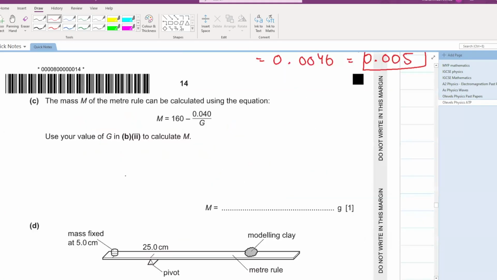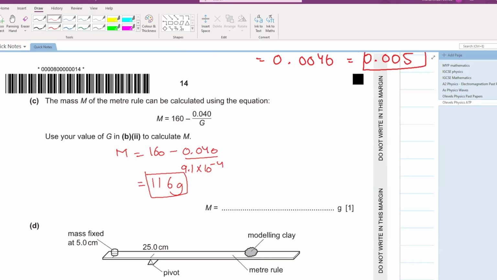Let's further move ahead. You have to calculate the mass m of the meter rule. Mass m of the meter rule is equal to what? 160 minus 0.040 divided by g, that is 9.1 into 10 raised to the power of minus 4. Let's calculate that. 0.04 divided by the gradient, and 160 minus the answer. This gives you a value of 116 grams as the mass of your meter rule.